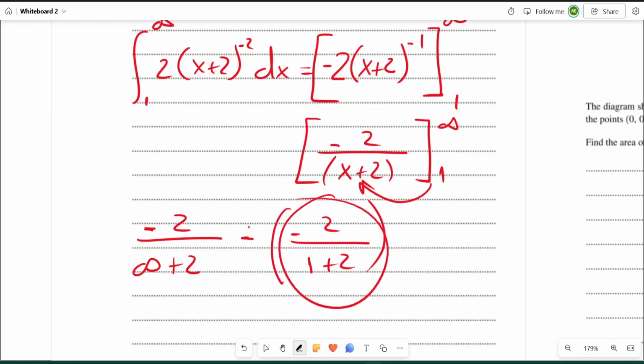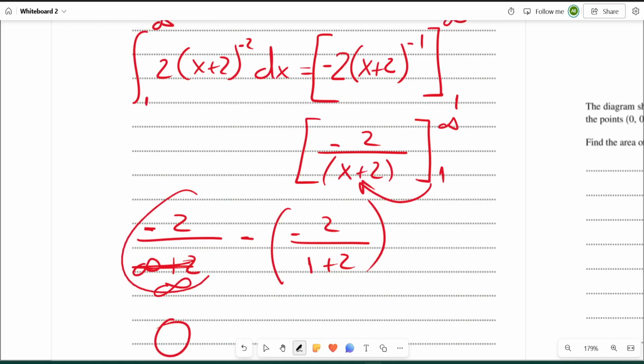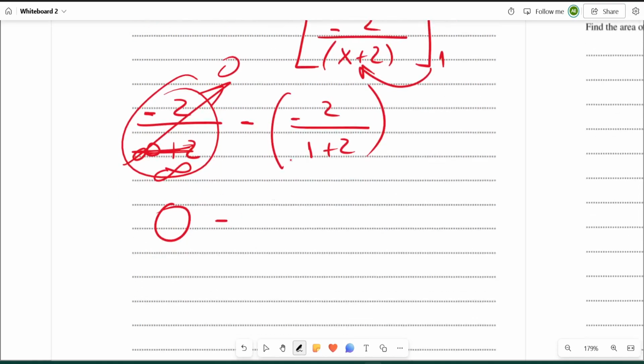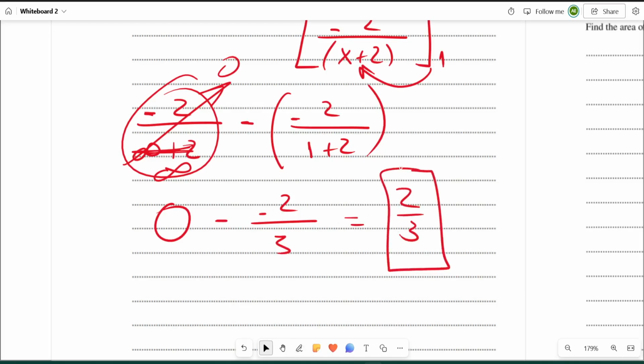So over here, this part is fine. Okay, let's think about this part. Infinity plus 2 is basically just infinity, right? And when you divide a number by a very large number, the answer tends to go to 0. If you have your calculator and you want to try dividing minus 2 by 10 million or 100 million, you're going to find your answer as 0.0000 something. So negative 2 divided by infinity basically tends to go to 0. So this whole part is 0 minus negative 2 over 3. So this becomes positive 2 over 3. And that is my answer for the definite integral.